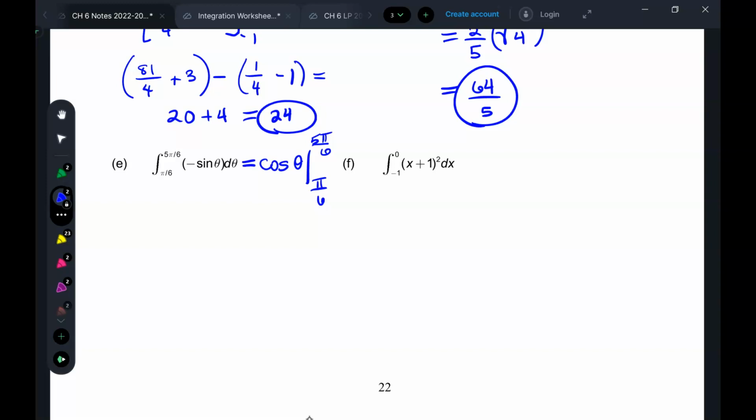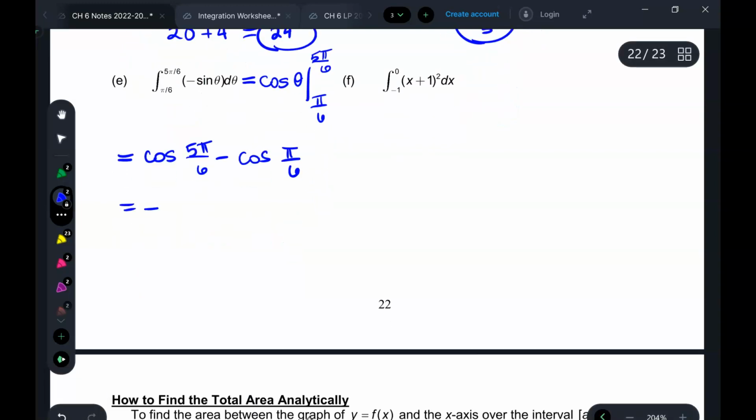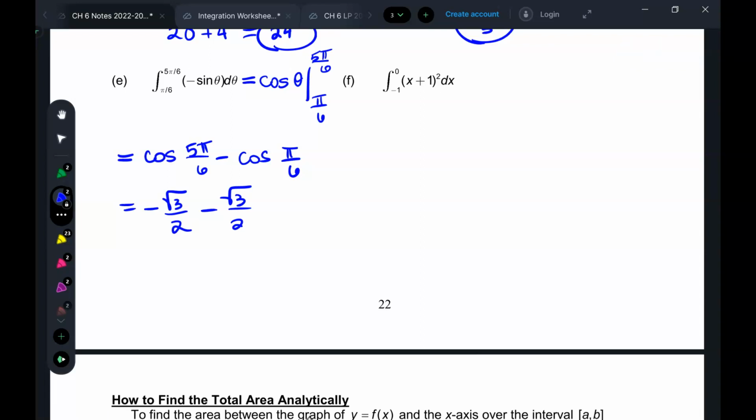Yeah. All right, so cosine of 5 pi over 6 minus cosine of pi over 6. Okay, it's got to be a 30-degree reference angle. We're talking quadrant 2. Good. Negative root 3 over 2 minus root 3 over 2, which will just be negative root 3. Negative root 3?